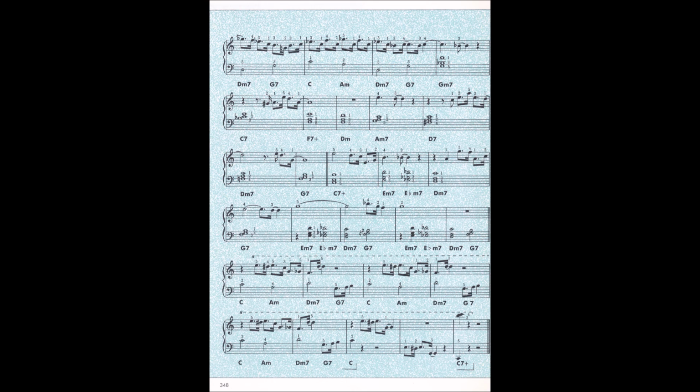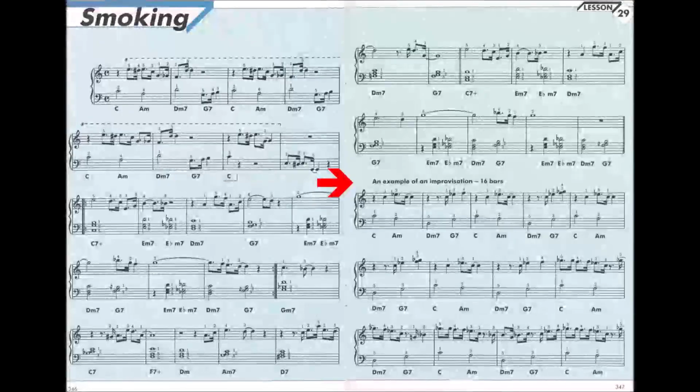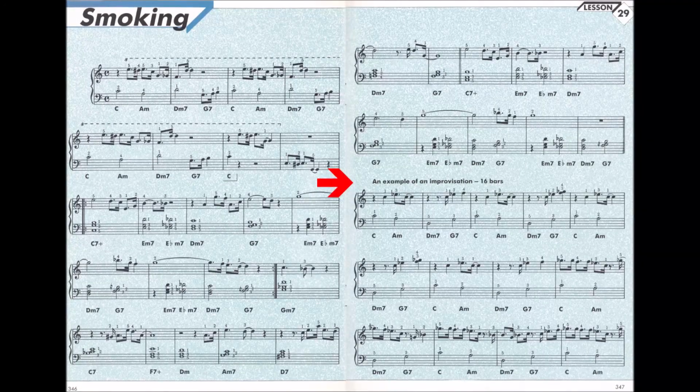Halfway down the second page of the piece, page 347, you'll have noticed the indication, an example of improvisation, 16 bars. This means that for the next 16 bars, until the third bar of the first line on the following page, the keyboard player you heard on the tape was in fact improvising, making the music up as he went along. The written music here is copied from what the keyboard player played, not the other way round.